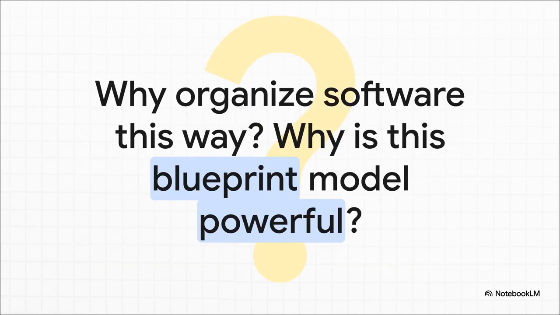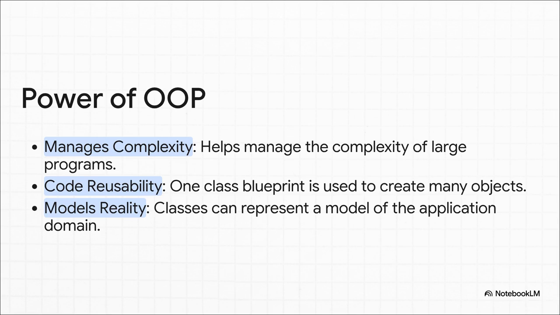Which brings us to the big so what question. Why go through all this trouble with blueprints and instances and messages? What makes this model so powerful that it's the foundation for basically all modern software development? Well, there are three huge, game-changing advantages. First, it manages complexity. You can take a massive, terrifyingly huge problem and break it down into smaller, self-contained, understandable objects. Second, code reusability. You write one good blueprint, one class, and you can reuse it 1,000 times without rewriting anything. And finally, and this is a big one, it lets programmers design software that actually mirrors the real world, which makes the code way more logical, intuitive, and easier for other people to understand.